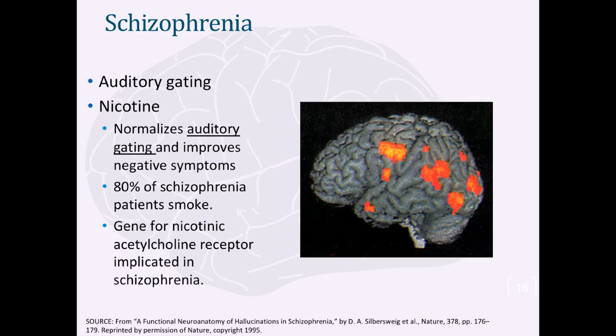Another interesting connection with auditory gating is nicotine. Nicotine seems to normalize the auditory gating and improves the negative symptoms of schizophrenia, so the low affect, the withdrawal. And it's interesting, anecdotally, 80% of schizophrenia patients smoke. In addition, the gene for the nicotinic acetylcholine receptor seems to be implicated in schizophrenia. So a lot of possible self-treatment with nicotine in the case of schizophrenia.